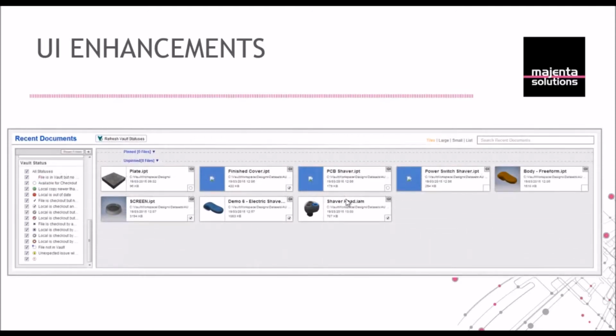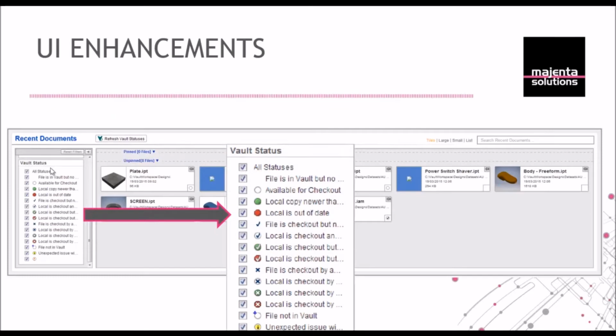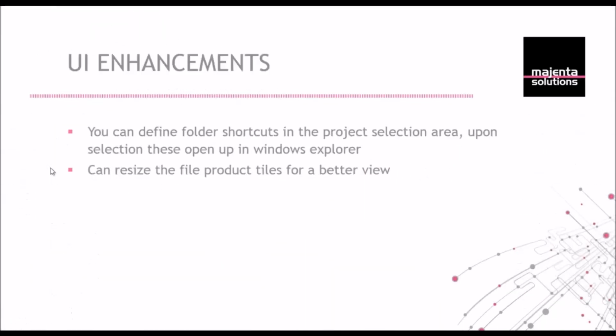Here we have an example of tiled recent documents. At the bottom of the screen you should be able to see the little symbols that will hover over them. Here you've got a little tick, and on the left hand side we've got all the vault status. If I expand that, you can see a little menu of all of the status that you can see, and one of these icons will show in the tile, so you can see whether or not that file is available for checkout, whether it's local, whether there's an unexpected issue, or whatever one of these system symbols.